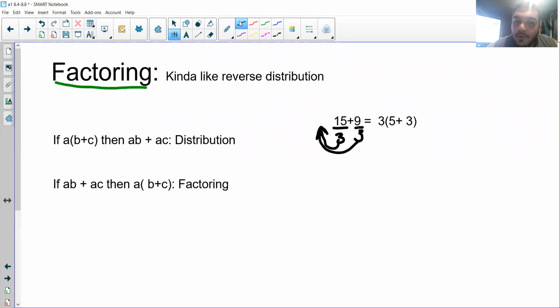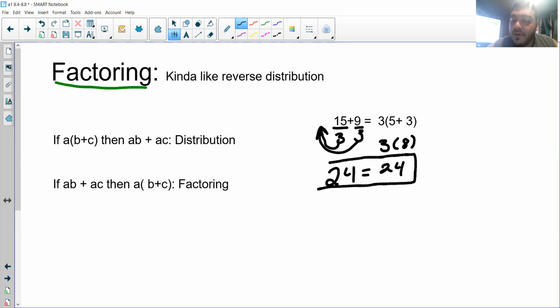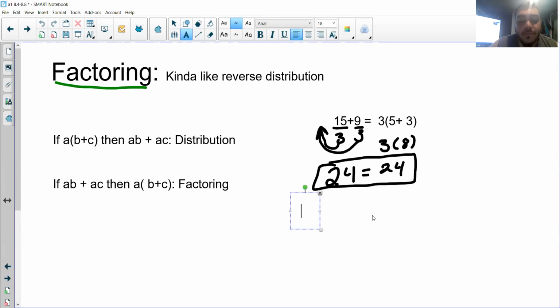Now, let's just check that real quick. 15 plus 9 is 24. 3 times 5 plus 3, that's 3 times 8. 8 times 3 is 24. So we can see with this number example, factoring it out does not change the value. So we're allowed to factor out anything we want as long as it doesn't change the value, which is important. Now, you wouldn't do that with numbers. You would just add 15 plus 9. That doesn't make sense to do with numbers, but sometimes we have awkward situations where we have variables dealing with it. So let's talk about that.